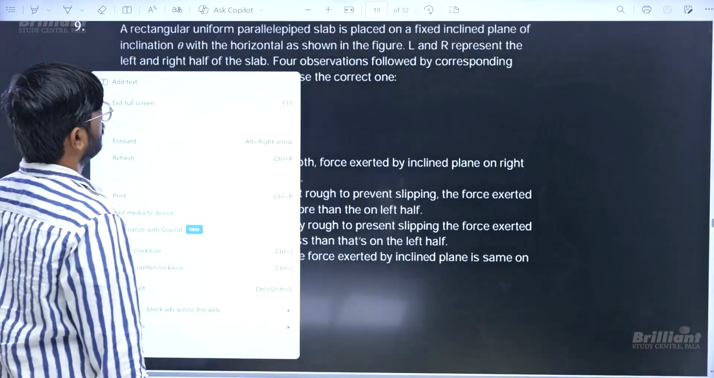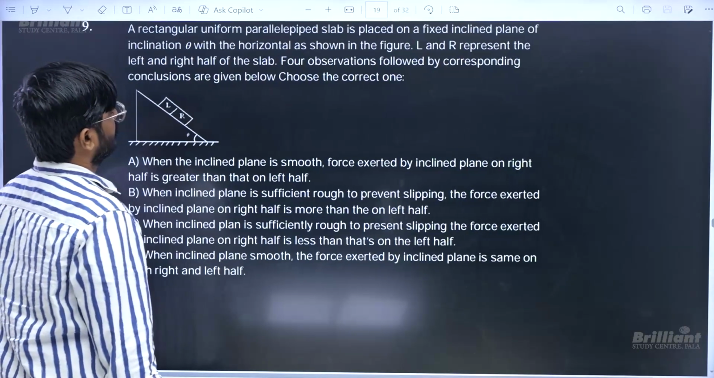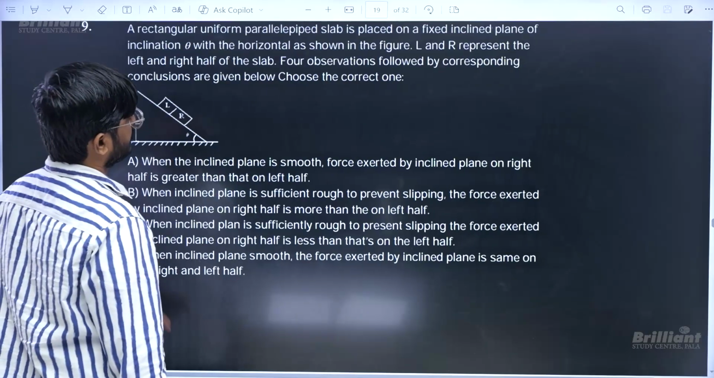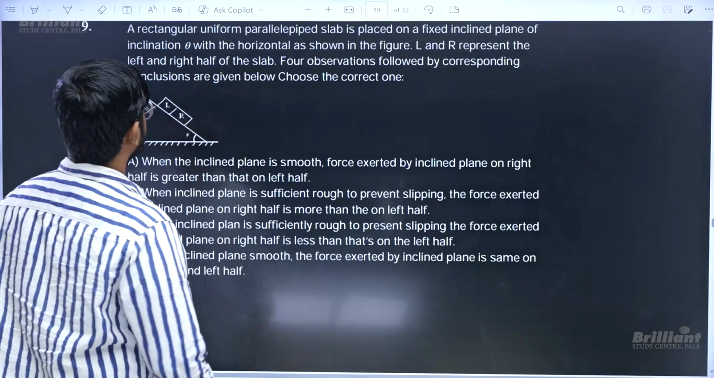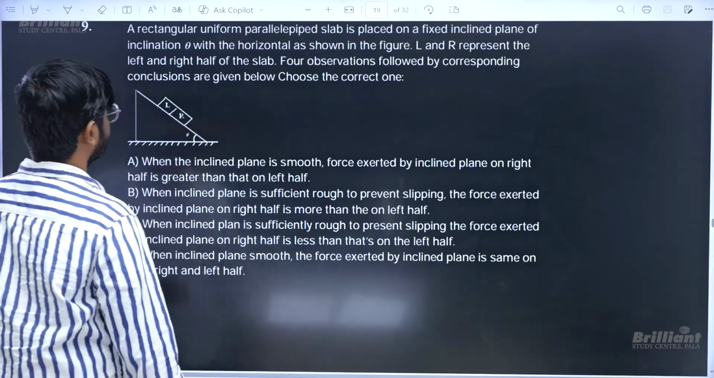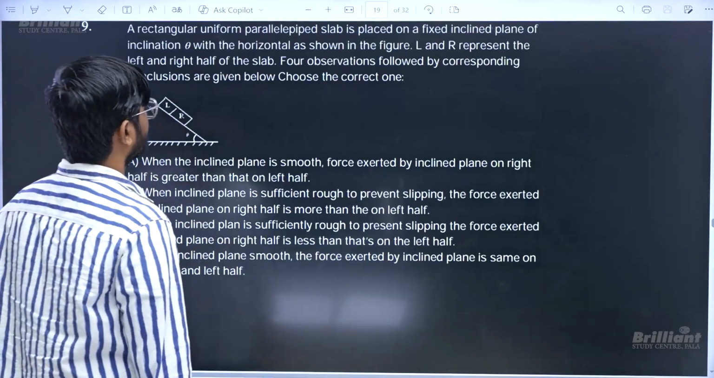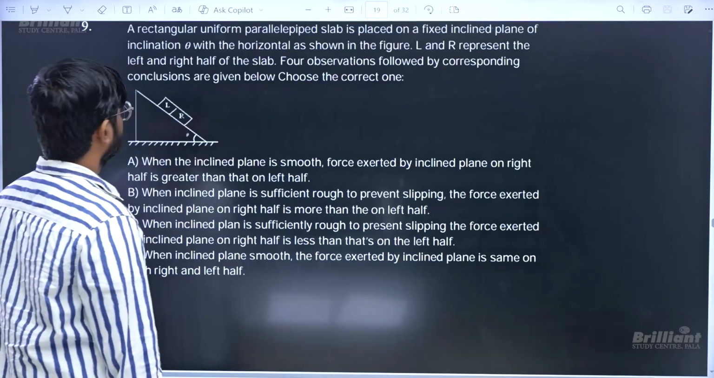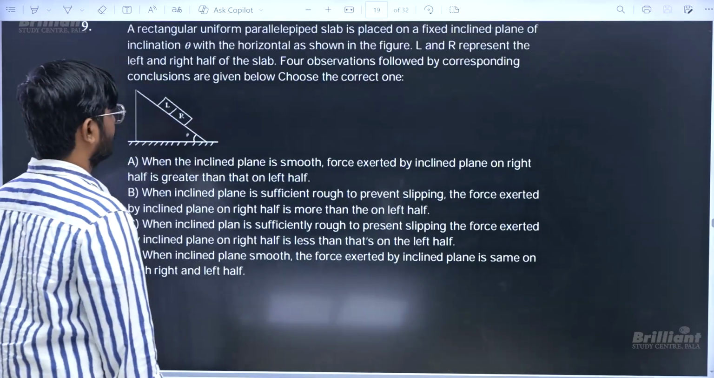A rectangular uniform parallelepiped slab is placed on a fixed inclined plane of inclination theta with the horizontal, as shown in the figure. L and R represent the left half and right half of the slab. Four observations followed by corresponding conclusions are given below.